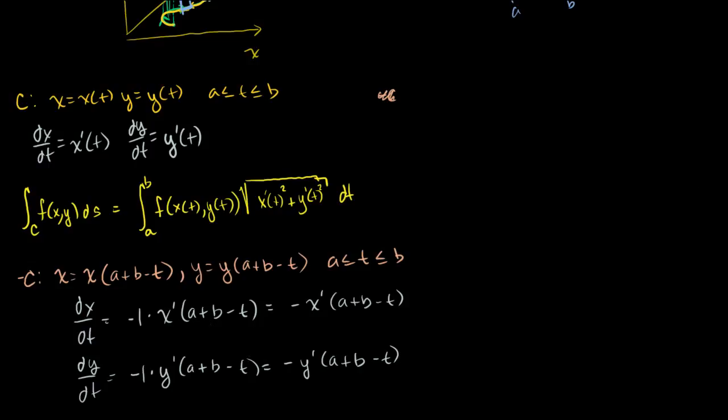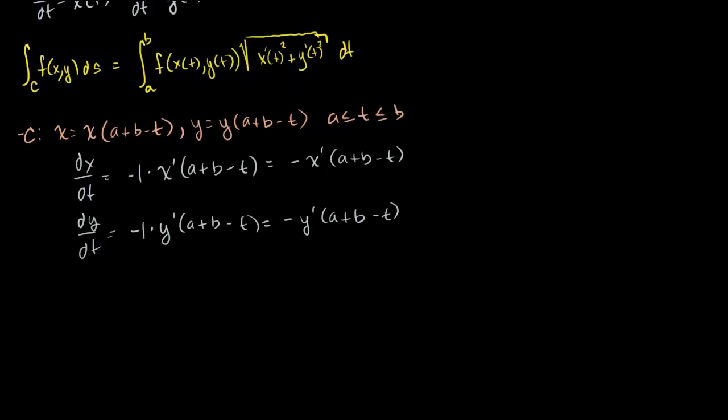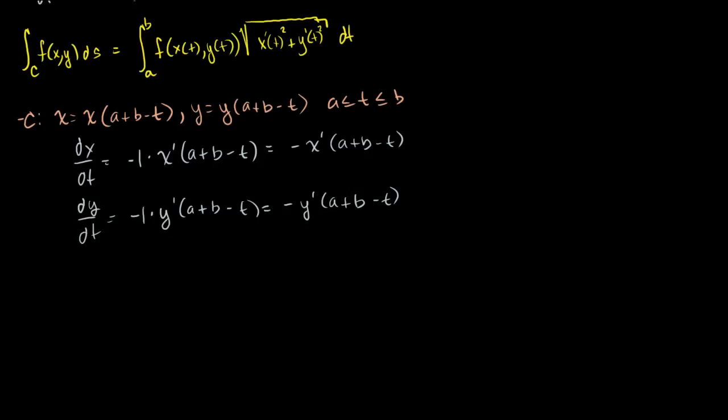So given all of that, what is this integral going to be equal to? The integral over minus C of the scalar field f of x y ds. What is this going to be equal to? Well, you could almost pattern match it: the integral from t is equal to a to t is equal to b of f of x, but now x is no longer x of t. X now equals x of a plus b minus t.